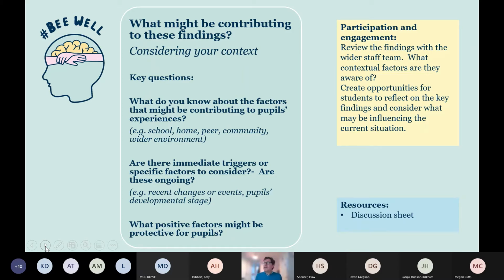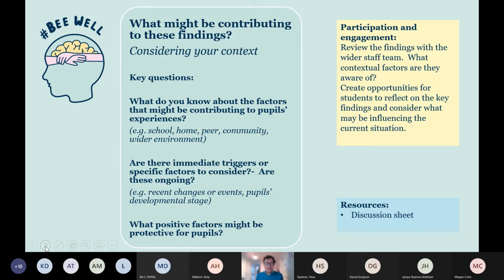Sometimes you know that there were certain things going on at the time that the survey was completed. Are those things still the case? Might some things have changed already? And we know the survey was done at a time when, because of COVID, some schools were having to close and some young people were being educated at home. And so it wasn't the most settled period in children and young people's lives. Perhaps things are feeling a bit more settled now. So thinking about what those specific factors are. There may have been particular events or incidents that were happening within your school at that time.